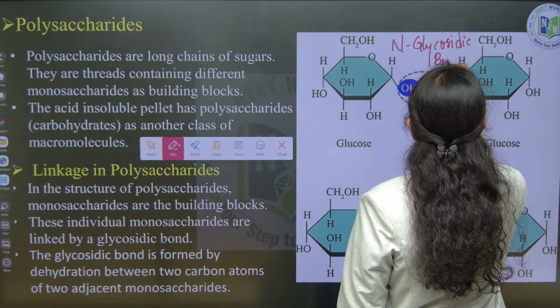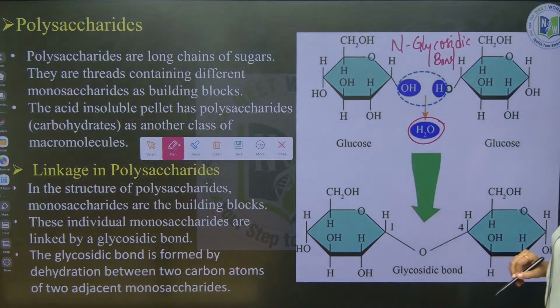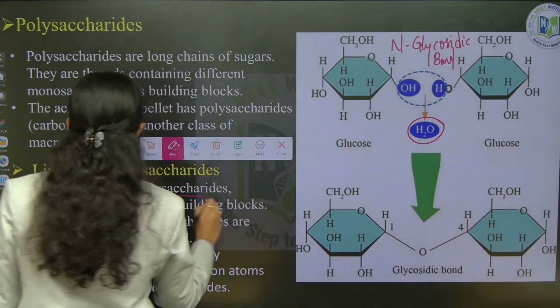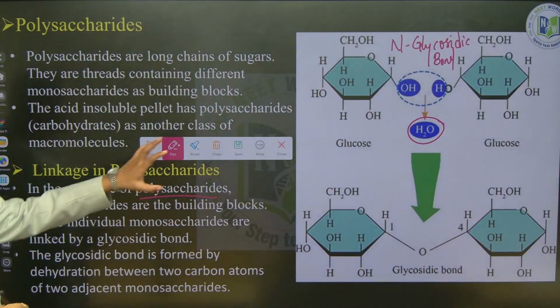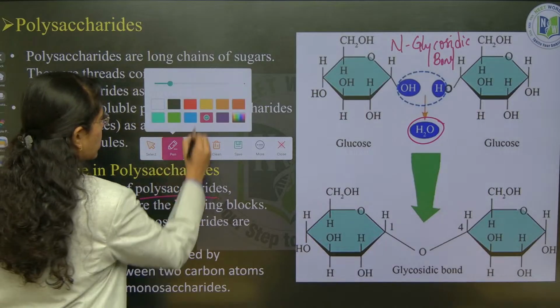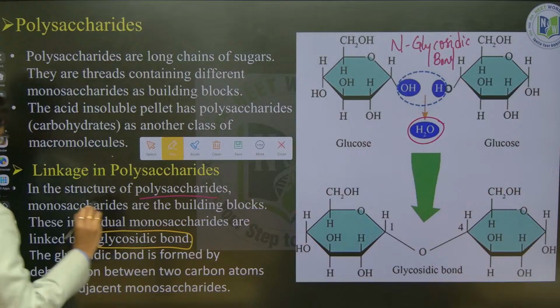N-glycosidic bond, which is formed by dehydration, that is removal of water. Fine, right? And how does the linkage occur in polysaccharides? In the structure of polysaccharides, monosaccharides are the building blocks. These individual monosaccharides are linked by what? Glycosidic bonds.